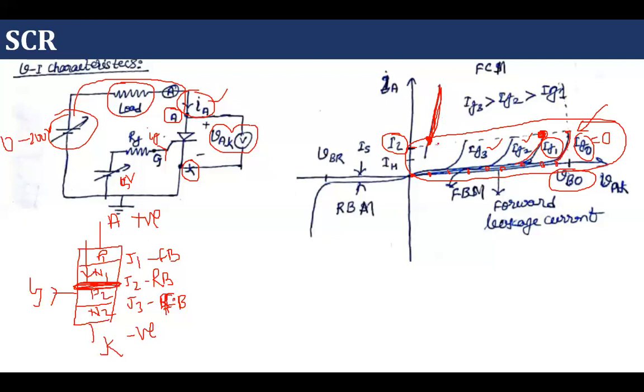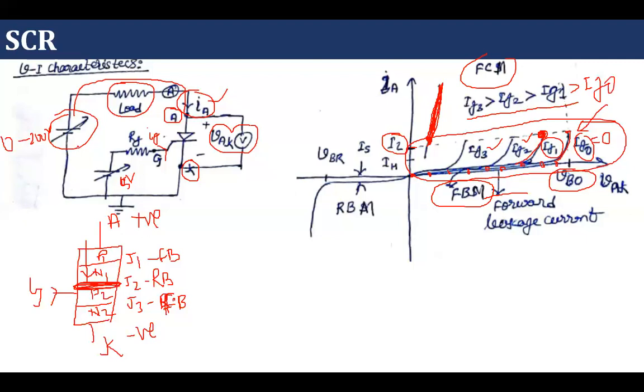Now this area where current is increasing in a very small amount is known as forward blocking mode. That means this time the junction is forward biased, that means the device is forward biased, but it is not allowing the needed amount of flow of current, and so this region is known as forward blocking mode. This is known as forward conduction mode, where the device is fully on and it is allowing the actual amount of current. And here you can see IG3 is greater than IG2, which is greater than IG1, which is greater than IG0.